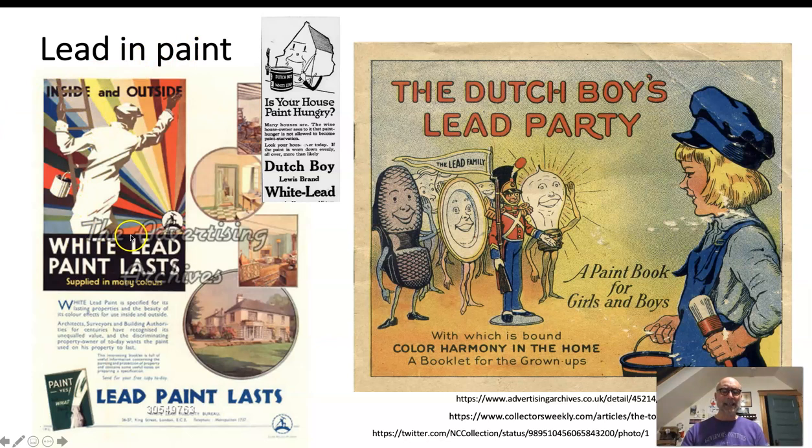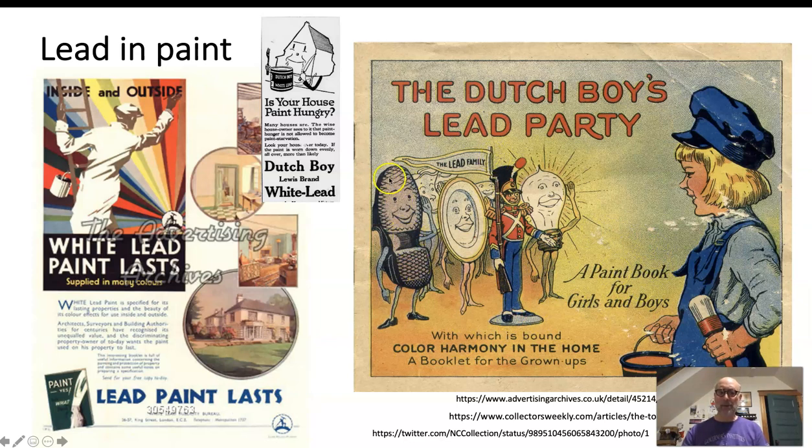Inside and out, white lead paint lasts, and it's supplied in many colors. So white lead was the lead oxide, lead carbonate that's in the paint. But it could be tinted to other colors, and they show you pictures of all these bright colors, people painting, and these beautiful homes that you're supposed to envy on that. And lead paint lasts. So you should buy this paint because it'll last. They even made coloring books about lead paint with the lead family in it here.